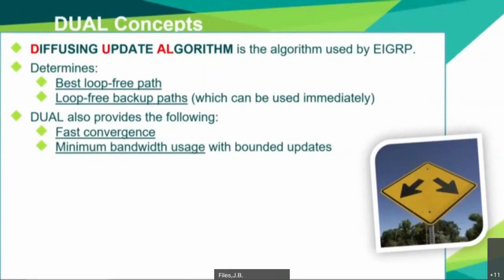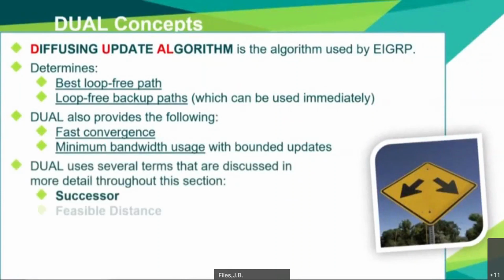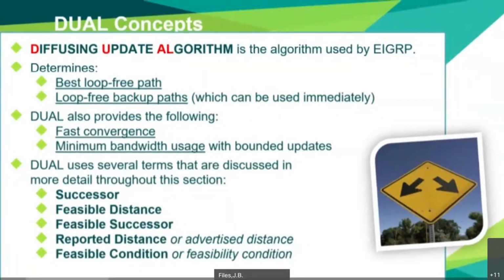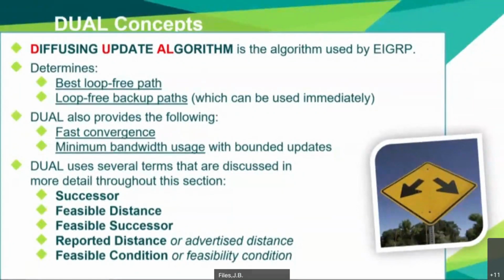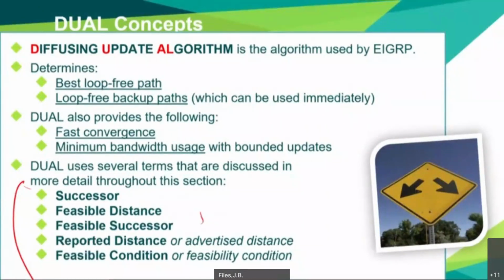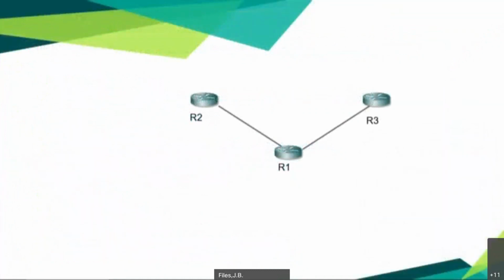We also have, now this is the part that gives people the most problems, right? If the OSPF biggest complicated thing was the link state advertisements, for EIGRP, it's the successor, feasible distance, feasible successor, reported distance, feasible condition, or feasibility condition. Okay, so let's talk about those. Okay, but first, let's kind of see how this operates.